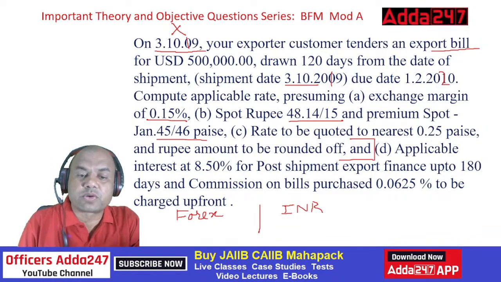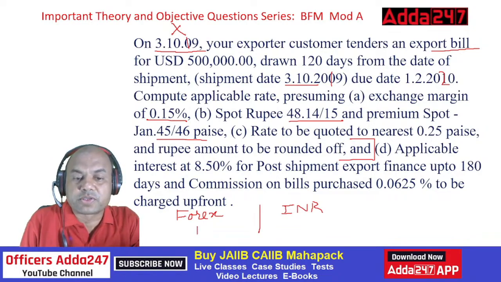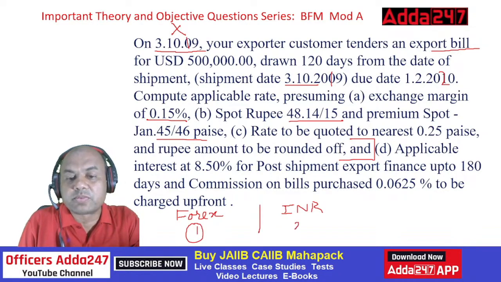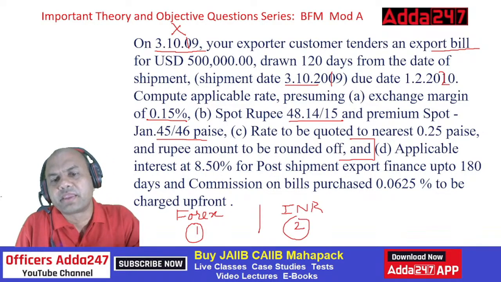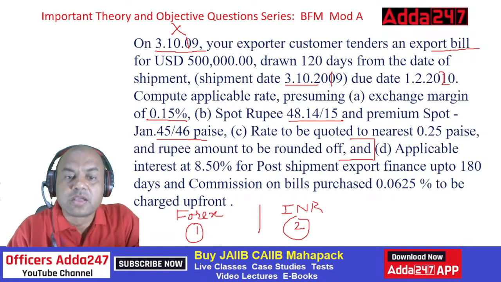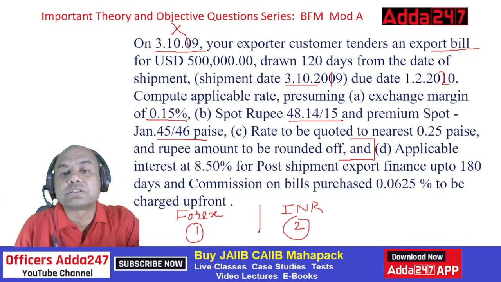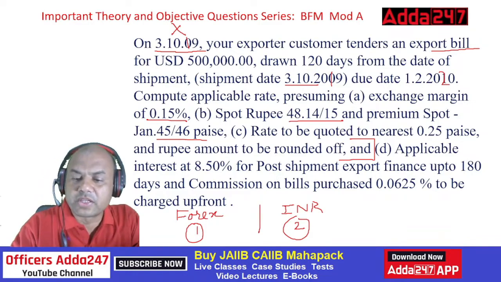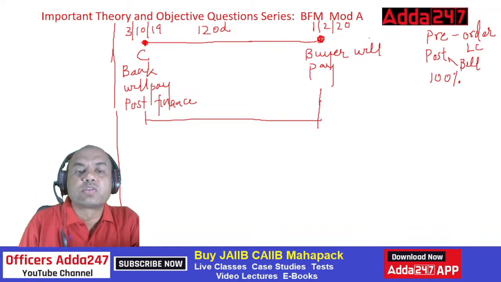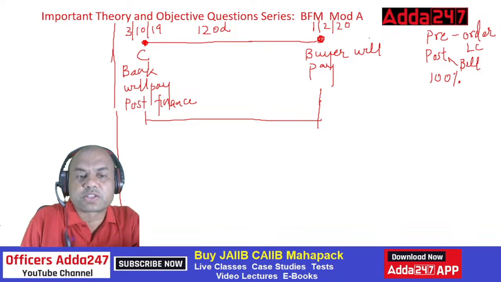First we'll solve the forex part, and the INR part we'll solve second, because the INR part is simple. It's just a normal loan and that rate of interest is to be calculated. But the forex part is important. How much amount is to be given? What is the rate to be given? That is important. So let's solve that first.